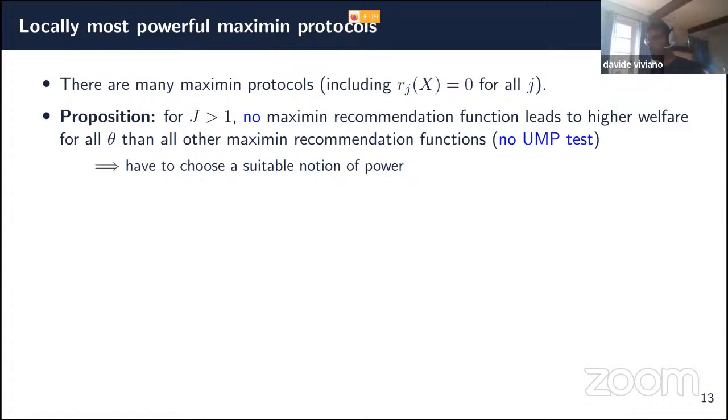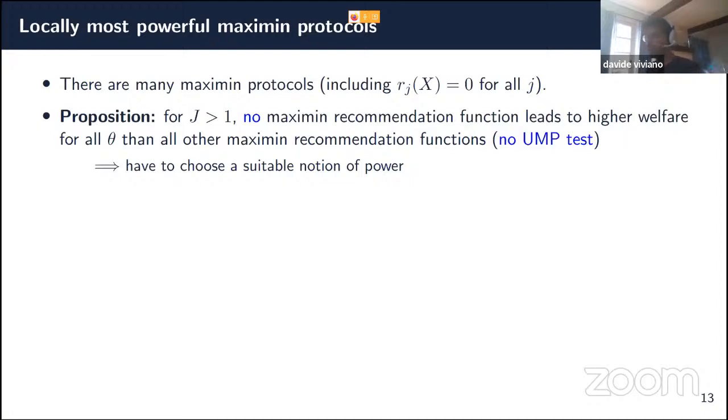Now, one problem of this max-min protocol characterization is that we have many rules that can be max-min. And a simple example is the rule where we never reject. That is the rule where R is always equal to 0. Now, this rule will be such that the experimenter never runs the experiment and the welfare is always 0.